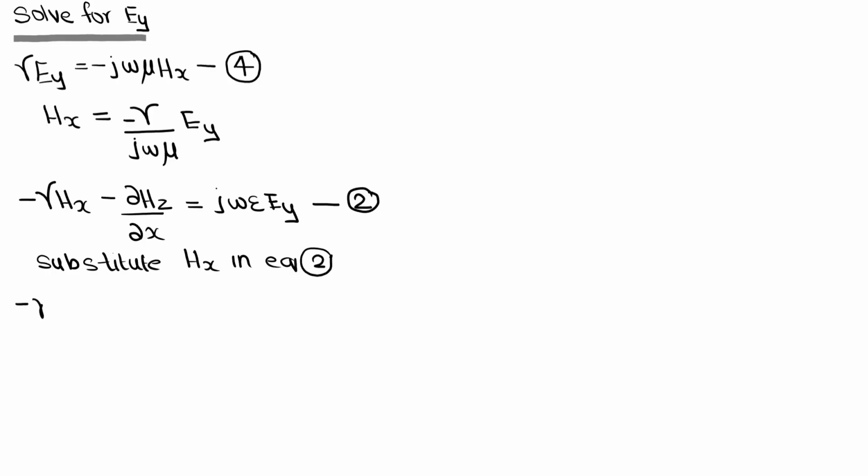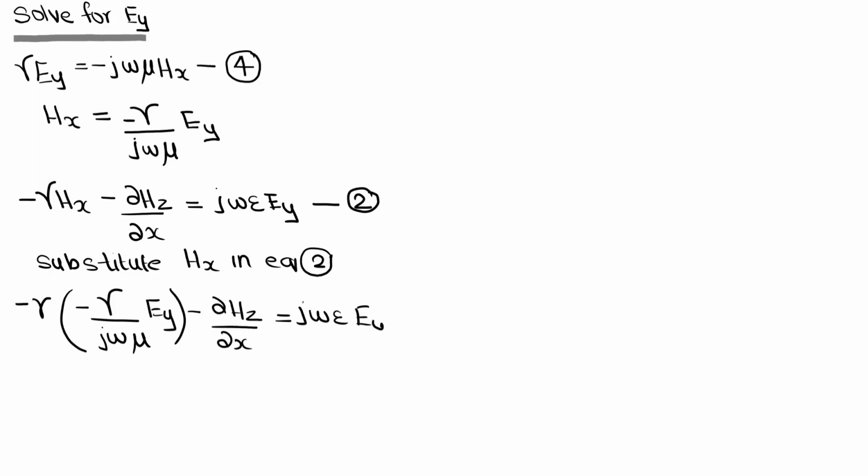that is minus gamma into minus gamma upon j omega mu into Ey minus dou Hz upon dou x equal to j omega epsilon Ey. Gamma square upon j omega mu into Ey minus dou Hz upon dou x, that is equal to j omega epsilon Ey.